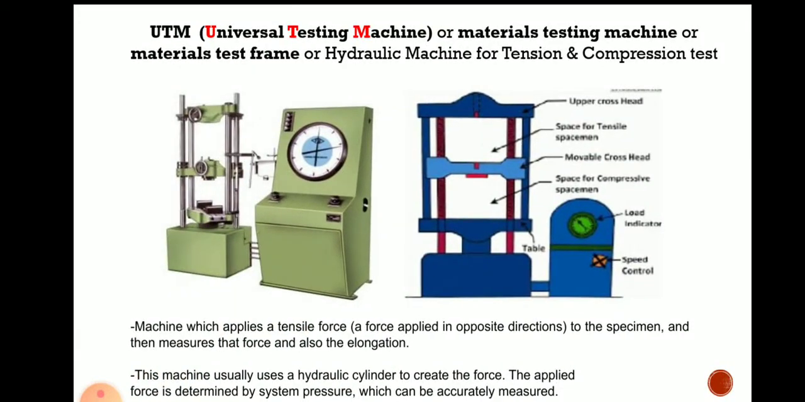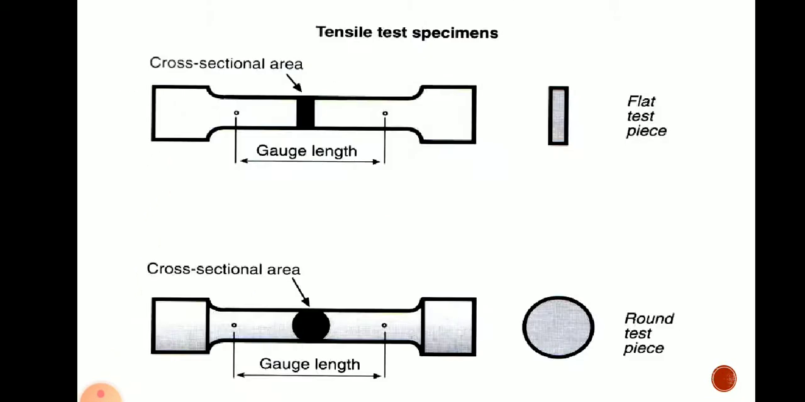So this is the universal testing machine required for the tensile test, and the specimen placed between the upper arm and lower arm can be made of two kinds, that is, a flat test piece or a round test piece. You can make it in the form of a round cross section, or a flat cross section, or a rectangular cross section also.